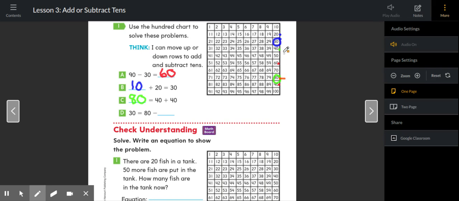So I'm starting at 80 and I want to go up here to the 30. Let's see how many hops, and I'm actually going to draw my hops in this time. So 80, I'm going to go 10, 20, 30, 40, 50. So it took me 5 hops, 5 tens, which is 50. Now let's see if that makes sense. 80 is the same as 8 tens. 50 is the same as 5 tens. So is 8 minus 5 3? Yes, it is. So we know we are correct.